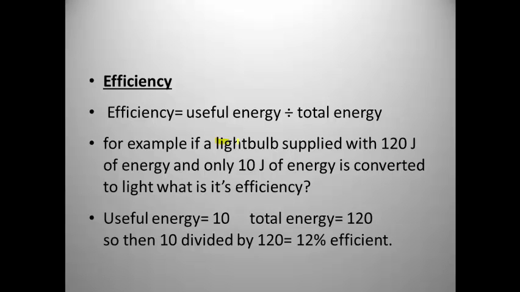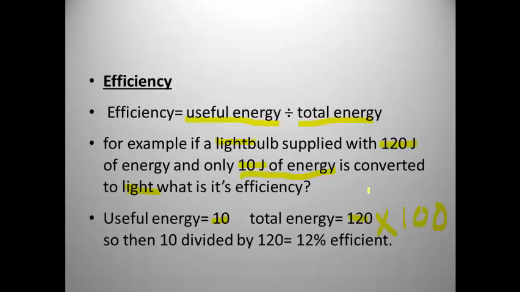So for example, a light bulb. If you supply it with 120 joules of energy and only 10 joules of energy is converted to light, what is its efficiency? Well, it's going to be 10 divided by 120, because this is the equation for it. Useful energy, which was 10 joules because it's trying to make light, isn't it, divided by the total energy, which is 120. So 10 divided by 120 gives you 12%. By the way, 10 divided by 120 is multiplied by 100 to get the percentage. Don't forget that. That will give you the percentage efficiency.